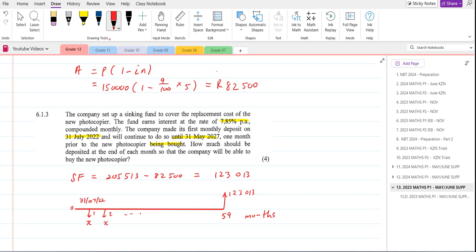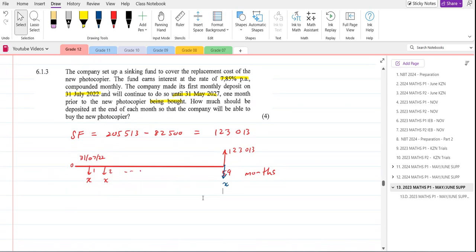And he wants to save up, so how much should be deposited at the end of each month so that the company will be able to buy the new photocopier? So we need to check what the monthly deposit is. Remember at 59 there's also another deposit there. I hope you guys are understanding.